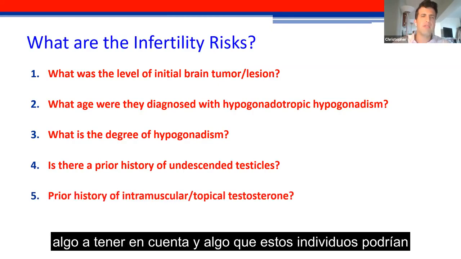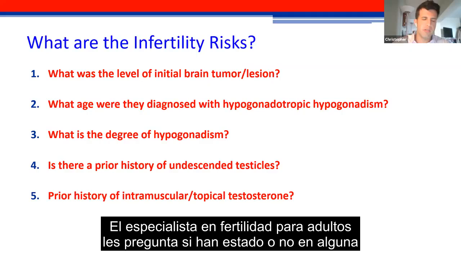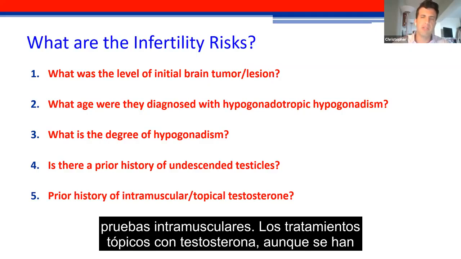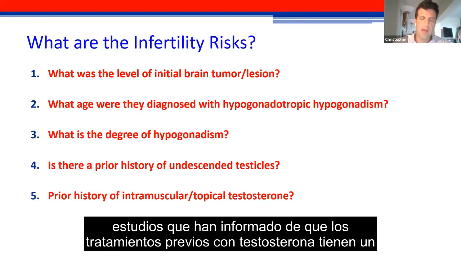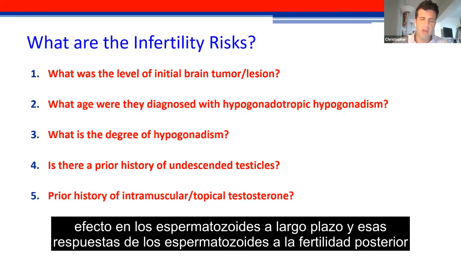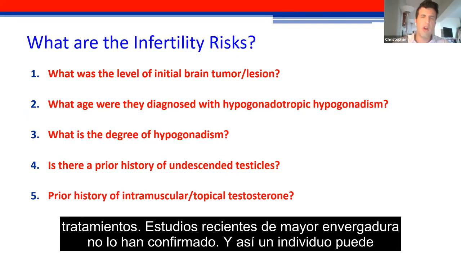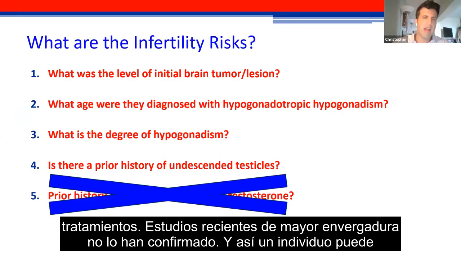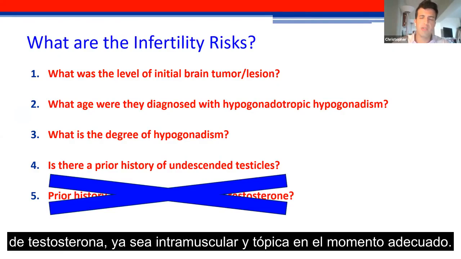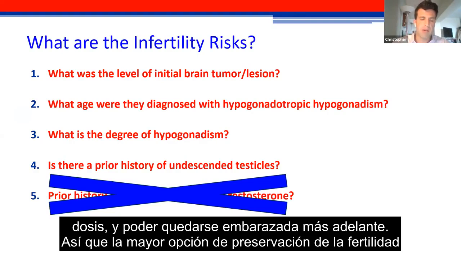And something that these individuals might be asked by their adult fertility specialist is whether or not they've been on any prior intramuscular or topical testosterone treatments. Although there have been some studies that have reported previous testosterone treatments have an adverse effect on the sperm cells long-term and those sperm cell responses to subsequent fertility treatments, recent larger review studies have not confirmed this. And so an individual can be on testosterone, whether it be intramuscular or topical at appropriate doses, and be able to get pregnant later on.